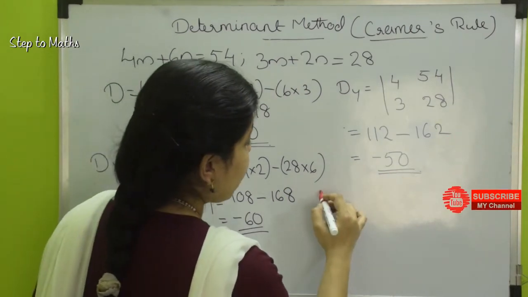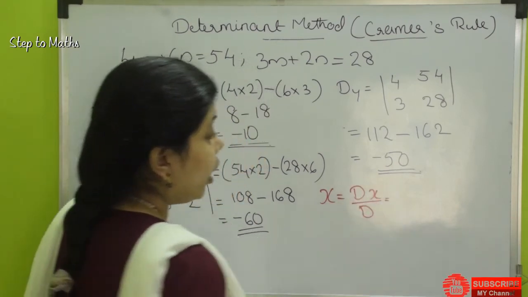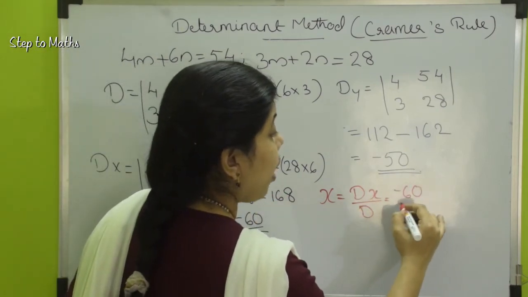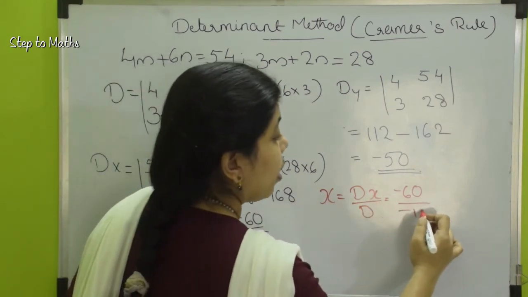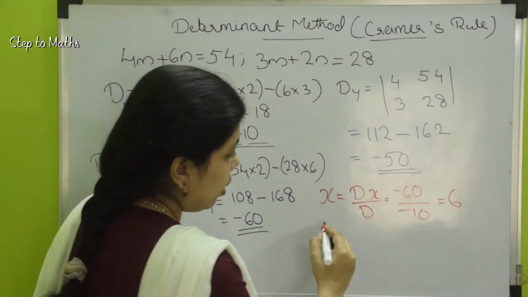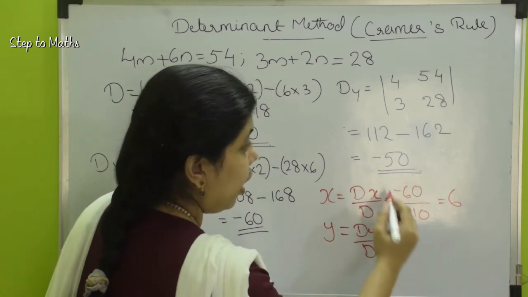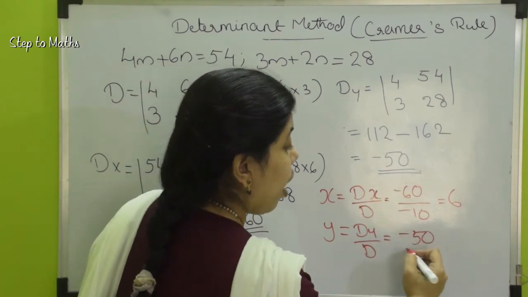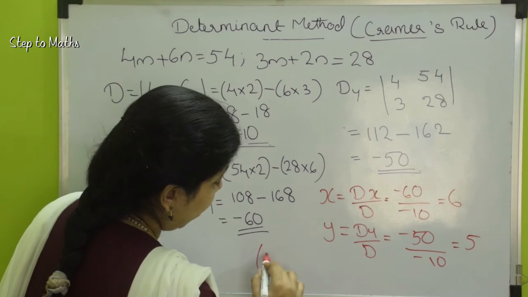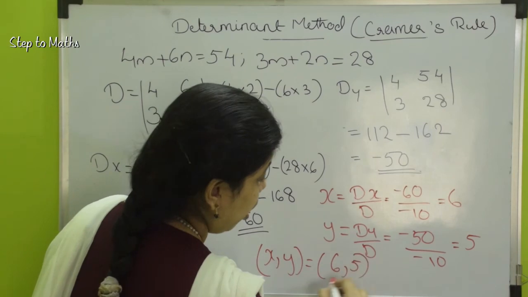The value of x is equal to dx upon d. The value of dx is minus 60. Minus 60 upon d, which is minus 10, equal to minus 60 upon minus 10 is 6. Similarly, the value of y is equal to dy upon d. dy is minus 50 upon d, which is minus 10. That is equal to 5. Therefore, the value of x, y is equal to 6 and 5.